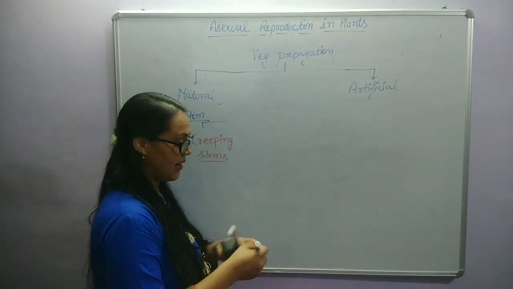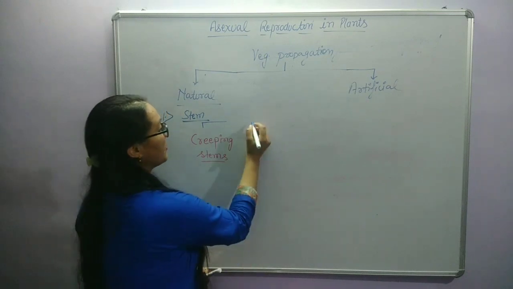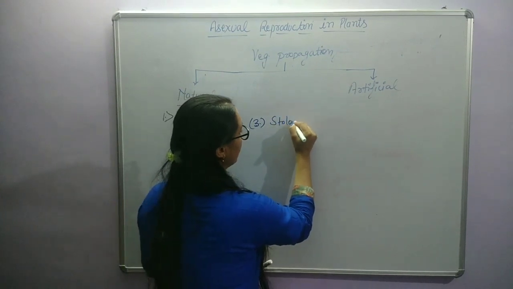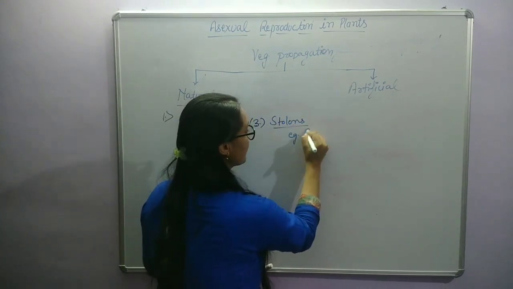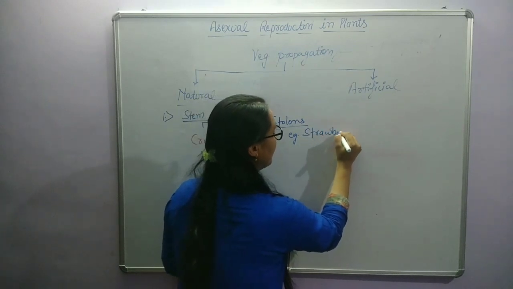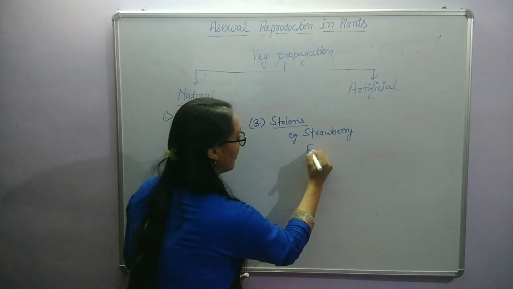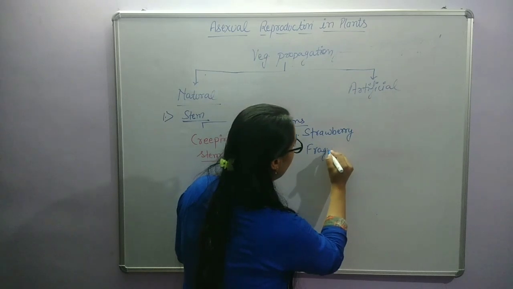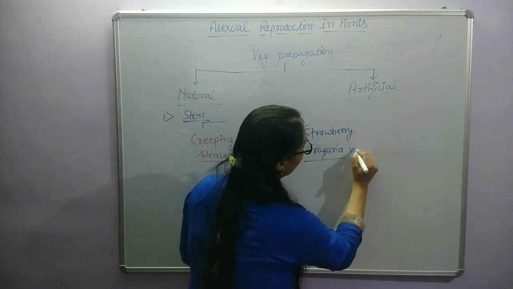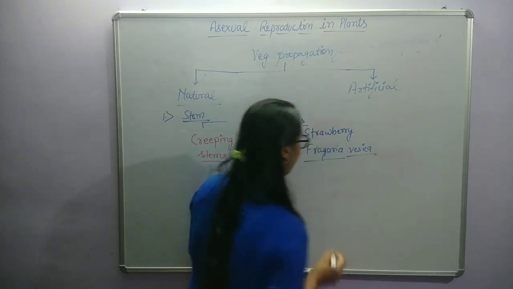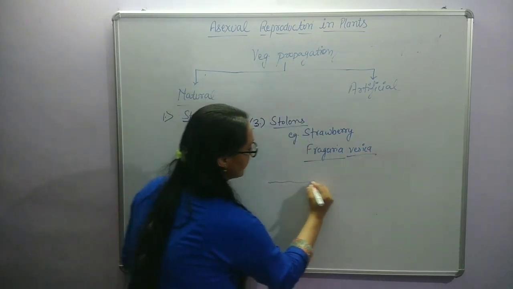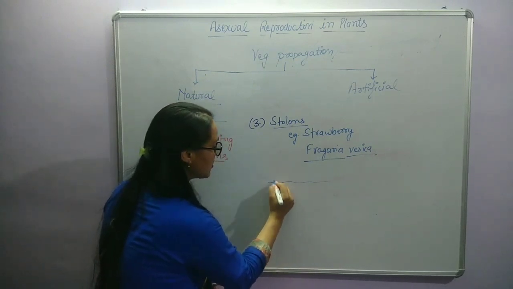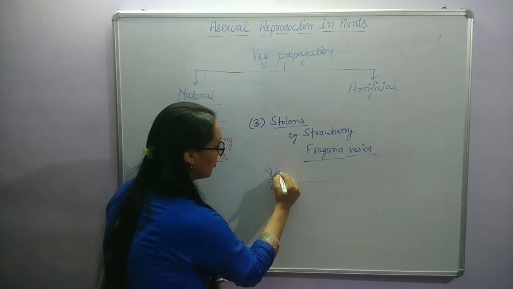The third category that we will discuss in the case of creeping stems is the stolon. An example is strawberry, that is Fragaria vesca. What happens in this? In the same way, suppose this is the ground level. This is a plant here. These are the roots, and this is the shoot.